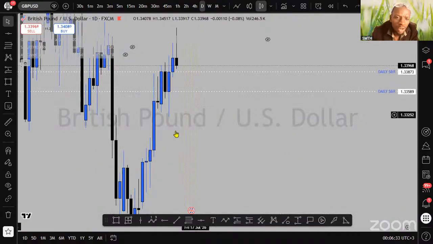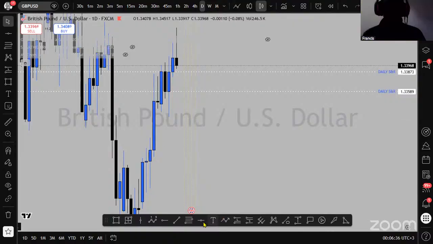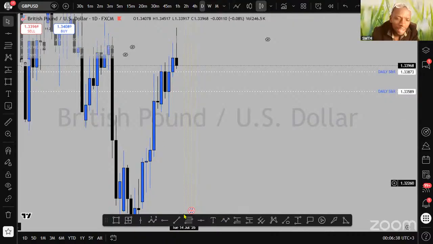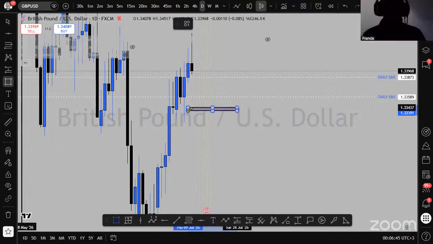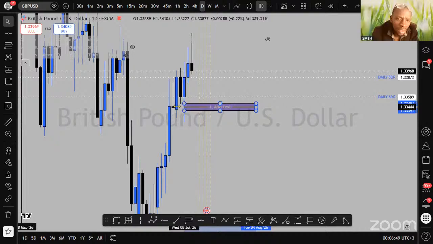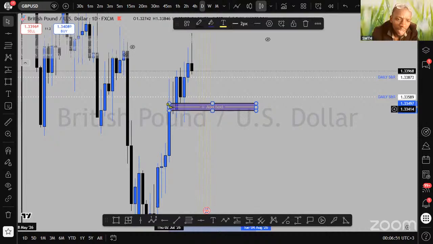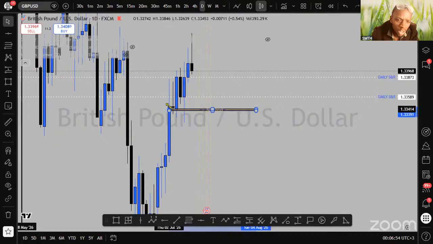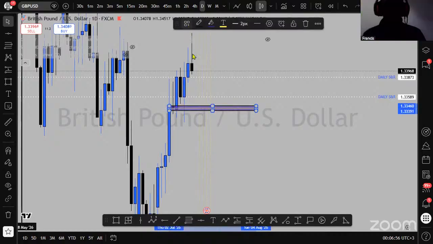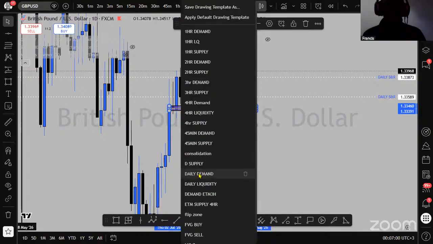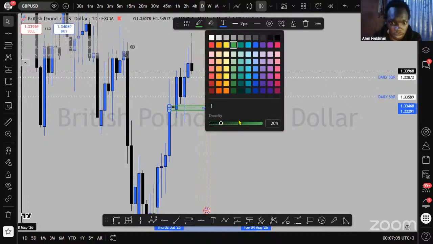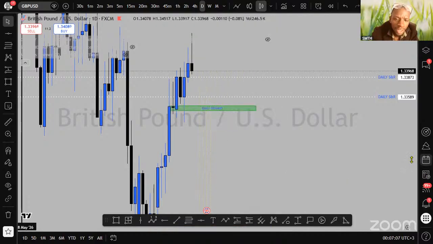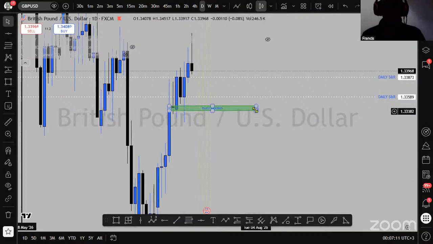So because this is on the daily now, I can decide, because this one is far from me, and I see it's something I can draw. I can decide to draw something like this. This is the bottom one. This is another. What kind of a pattern can you see here? That's a rally-base-rally. That's a daily demand zone. I don't want my zones to extend so far.